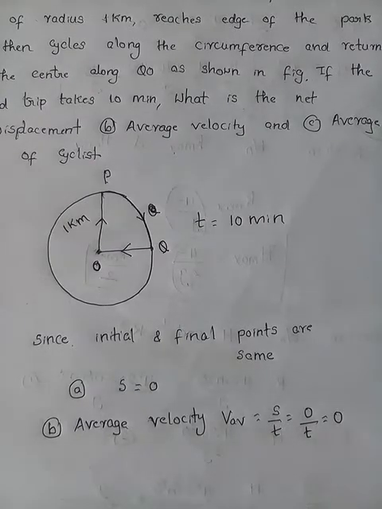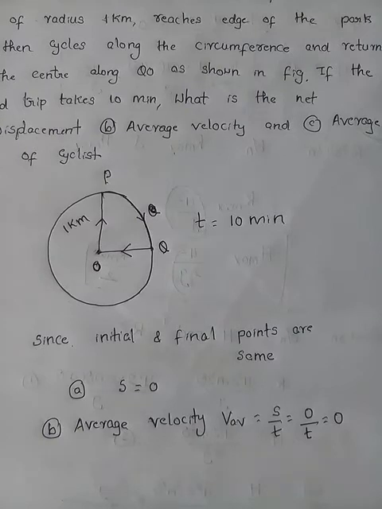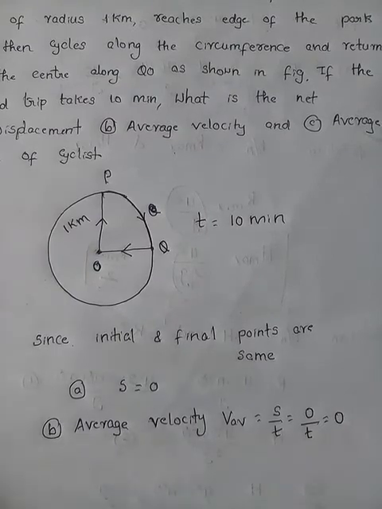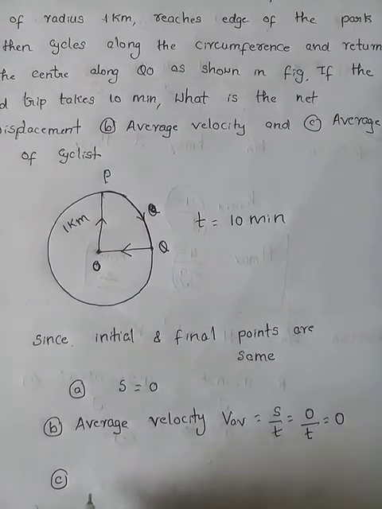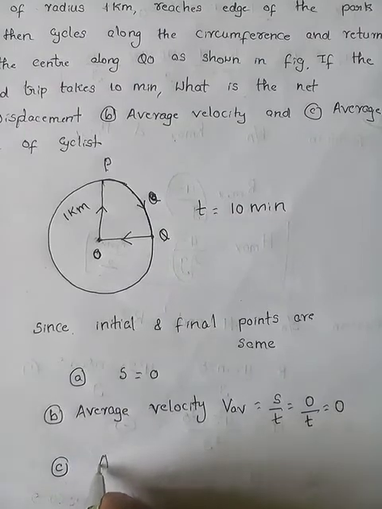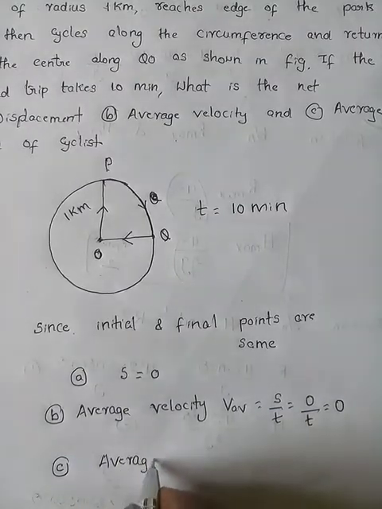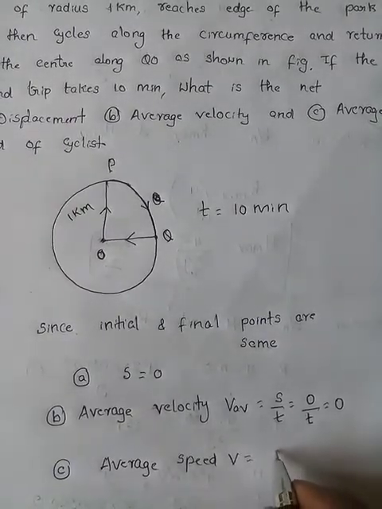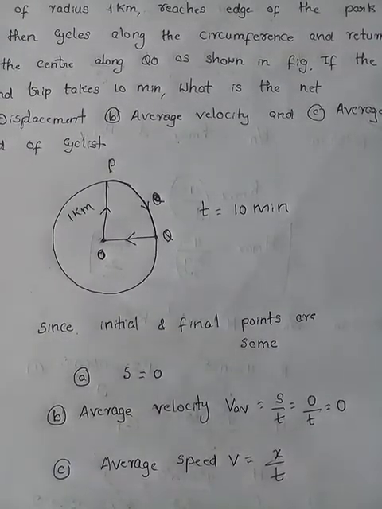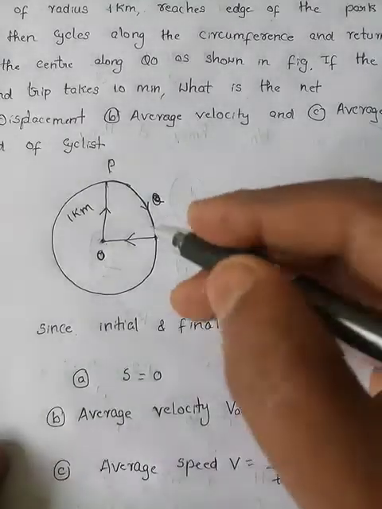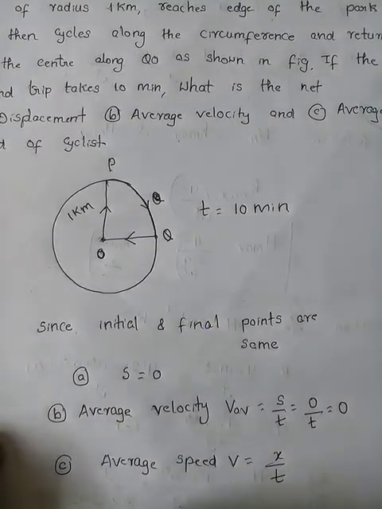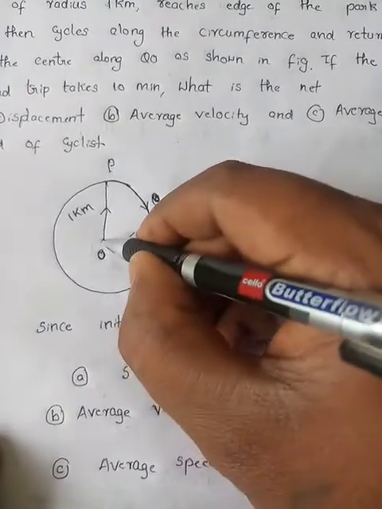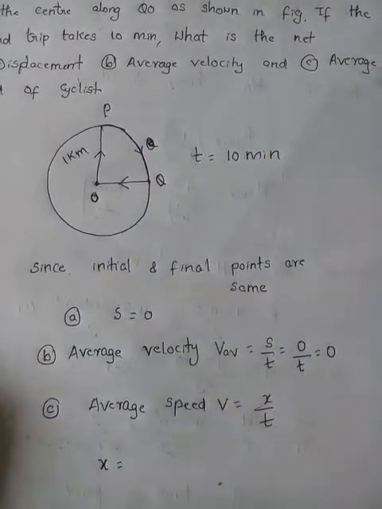But average speed cannot be 0, because what is average speed? The total path length travelled by an object is called average speed. Let us write the formula. Average speed V is equal to total distance travelled by total time taken. So, what is the distance travelled here? He started from O, and we have to calculate the total path length.